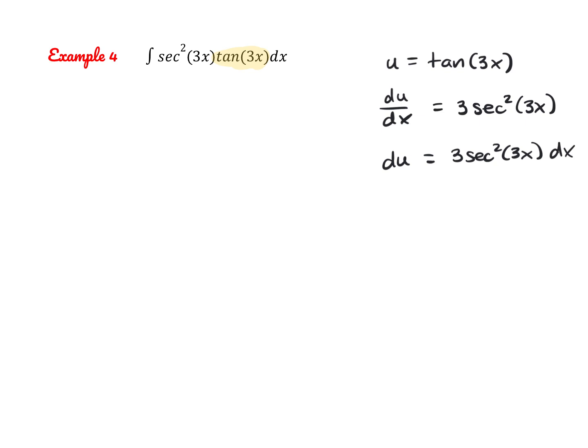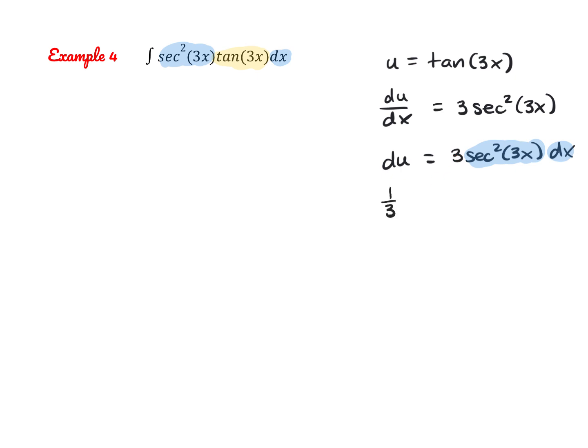So we do have to do kind of a little trick here. We do see the secant squared and we see the dx. But what we don't see is a 3. So what we can do is imagine we actually divide this back to the other side.